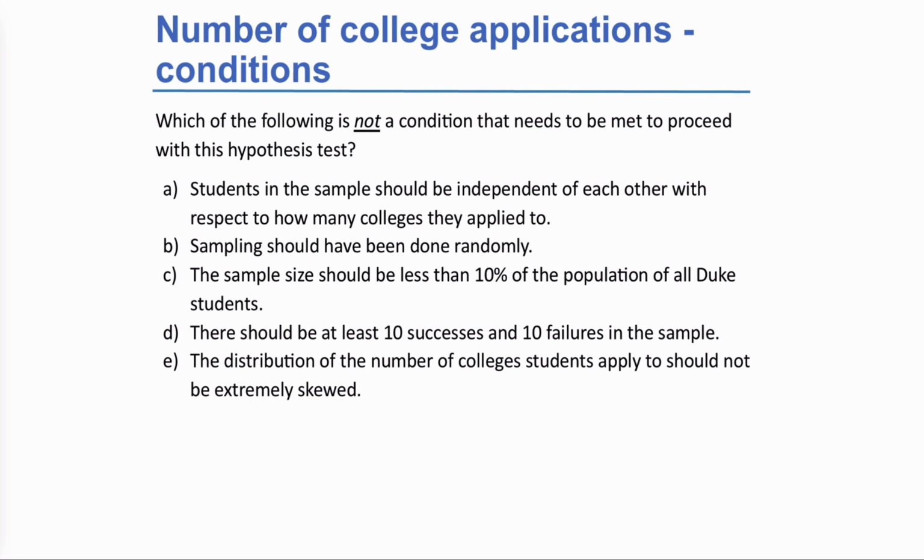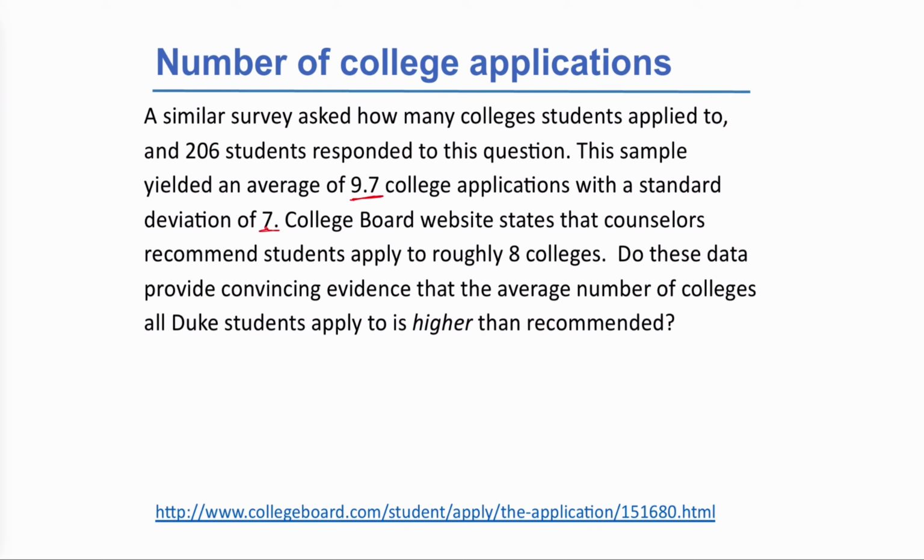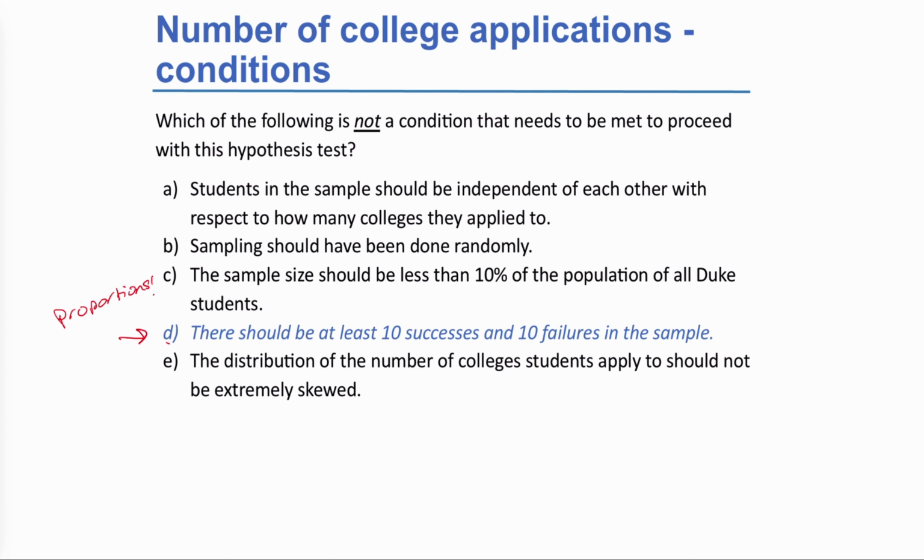Right? So, which of the following is not a condition that needs to be met to proceed with this hypothesis test? It's D, right? This is a condition for proportions. Some of y'all struggled with these questions on the last test, multiple choice type questions, right? That's the large count condition for proportions. This is for a mean, right? The average number of colleges. So this is for a mean. D is for a proportion. D is the one that does not need to be met.